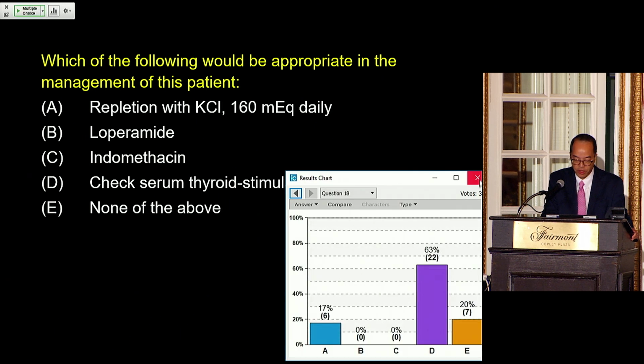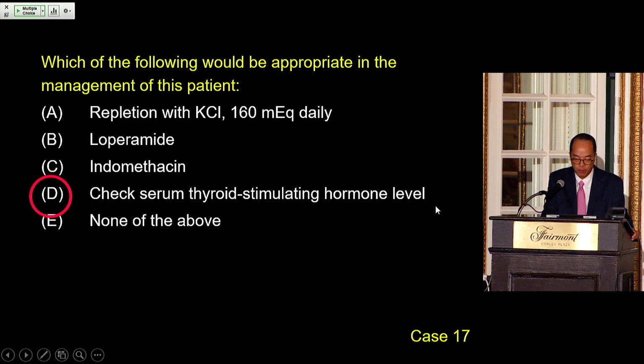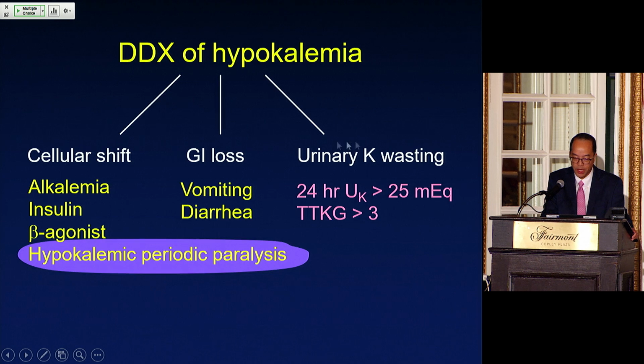All right, so most of you chose D, which I think is a reasonable solution. So the point here is this is a patient that has profound hypokalemia and almost no potassium in the urine. So it's clearly not urine K wasting. The symptoms were fairly acute, so it looks like a cellular shift. And so this picture is suspicious of hypokalemic periodic paralysis.